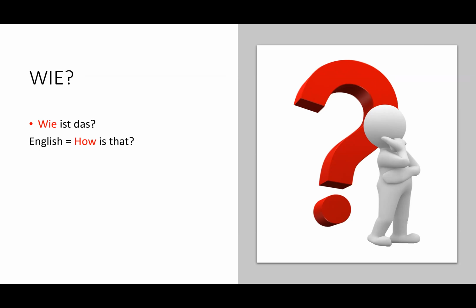Could you repeat the sentence again, please? Wie ist das is how is that, and wie geht es dir, as we already know, is how are you?